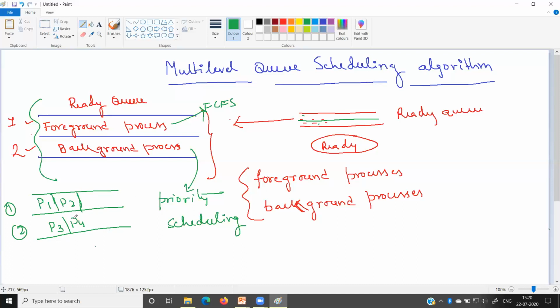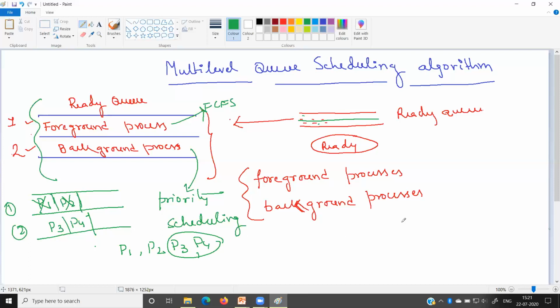So what I am saying is that in subqueue number 1 there are two processes, P1 and P2. P1 will be executed first, then P2. After execution of P1 and P2, no more process is present inside subqueue 1, it is an empty queue. So the process will be selected from subqueue number 2, that is P3 will be selected, and then P4 will be selected for execution. How P3 and P4 are selected depends on the scheduling algorithm.